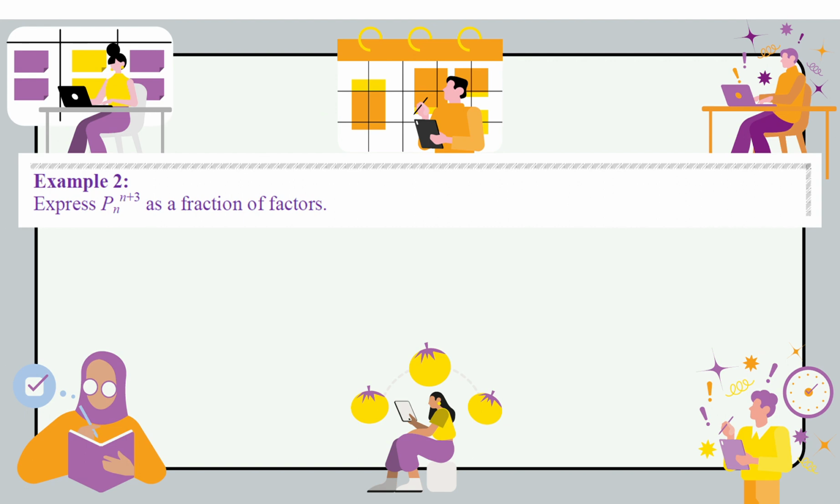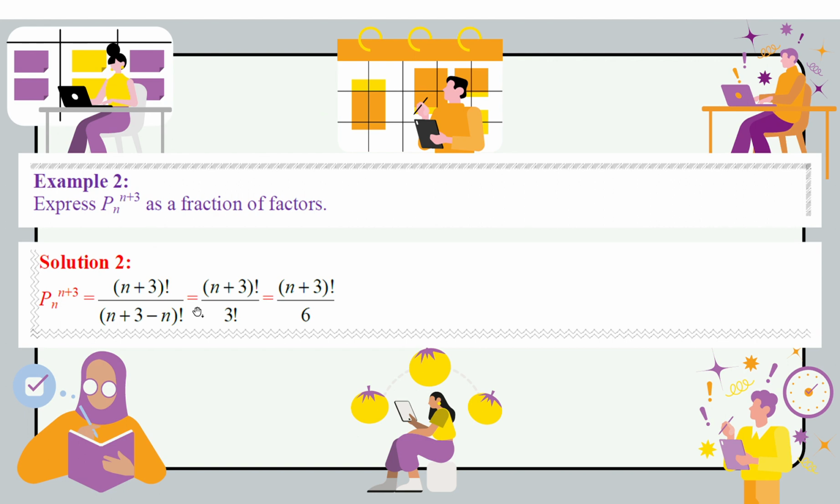Welcome back. Okay, we got it. n plus 3 factorial over n plus 3 minus n factorial. So n plus 3 factorial over 3 factorial, so n plus 3 factorial over 6. Sometimes they want you to expand the 3 factorial. Of course, in paper 2 or paper 3, you can use a calculator to help you.